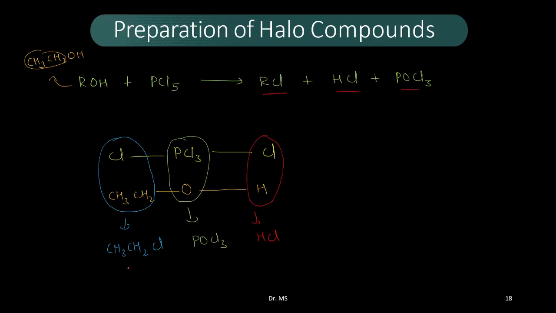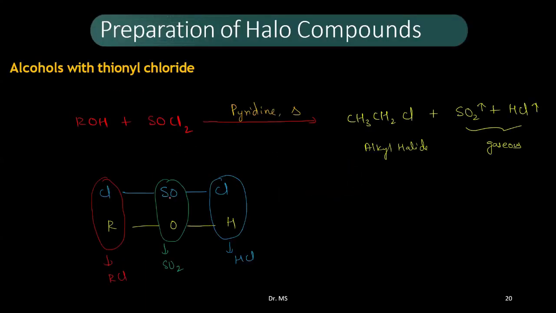See, it's almost the same as the one before. You can see here it's RCl, and whatever the middle part is, it's binding with O, and whatever the hydrogen is, it's binding with the end part, Cl. The same way happened here also. So that's how you will be getting hydrochloric acid, sulfur dioxide, and RCl, which are emitted as gases. As you are getting gases, this is a very good method for preparing alkyl halides.